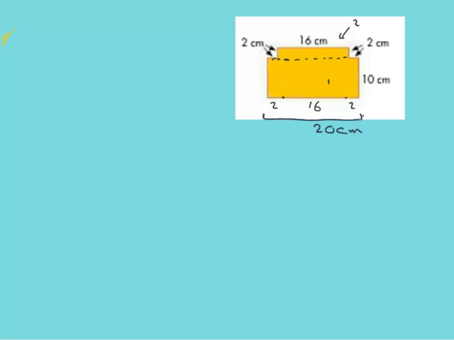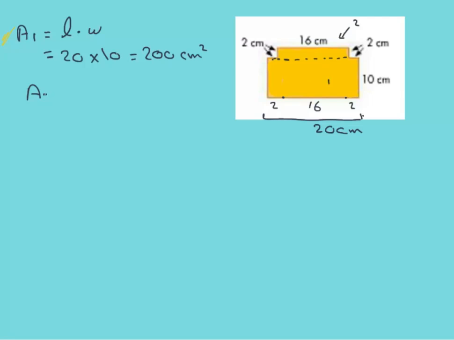Now I can find the area. Area number 1 equals length multiply width. The length here is 20. Multiply by the width, 10. The answer is 200 centimeter square.